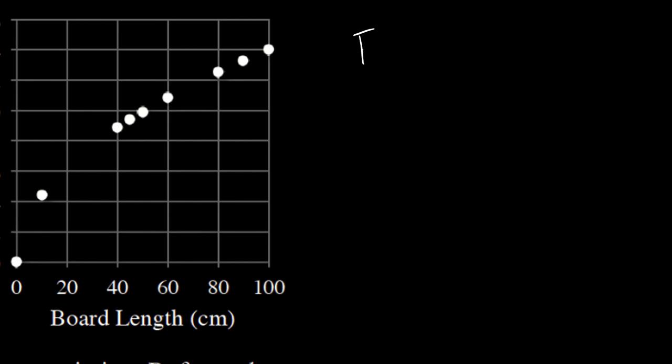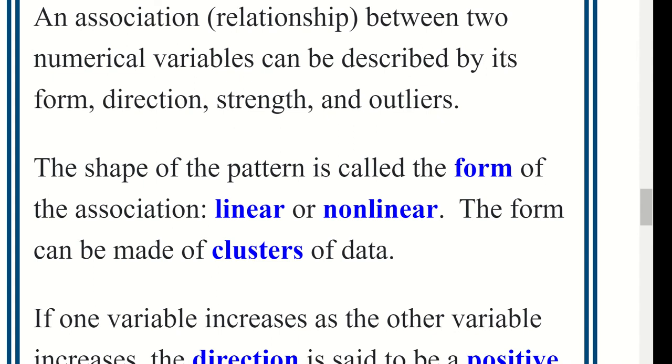So the form is a curve. It doesn't look linear. What else do they say? The form of the association, linear or nonlinear. Oh, okay, so nonlinear. I said curve. That's okay. The form can be made of clusters of data.